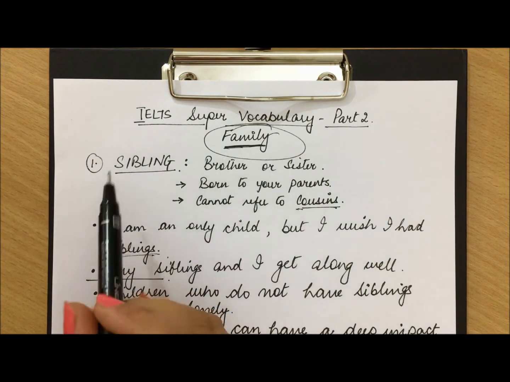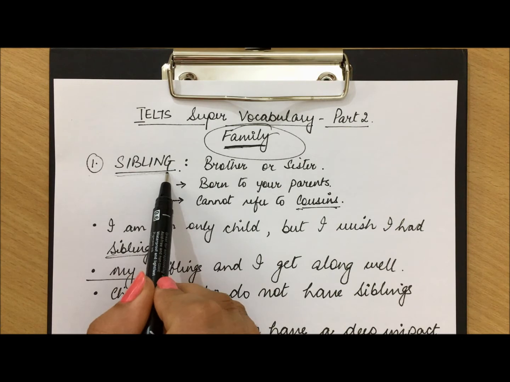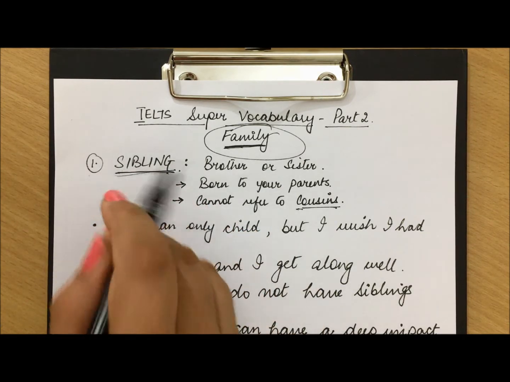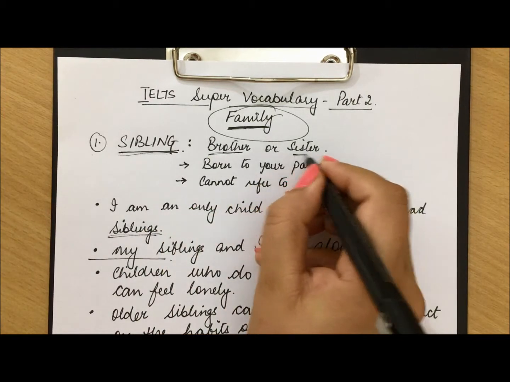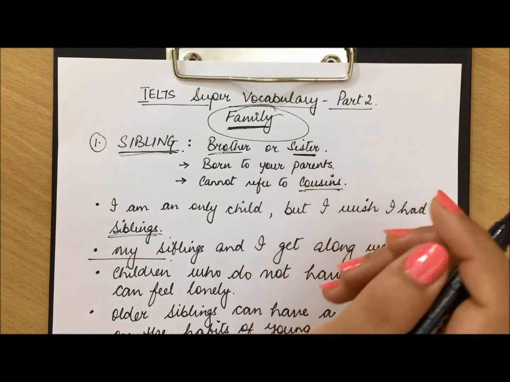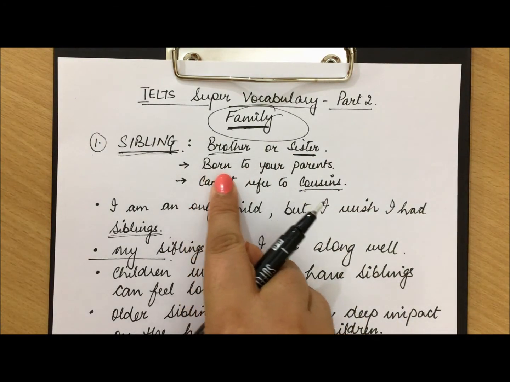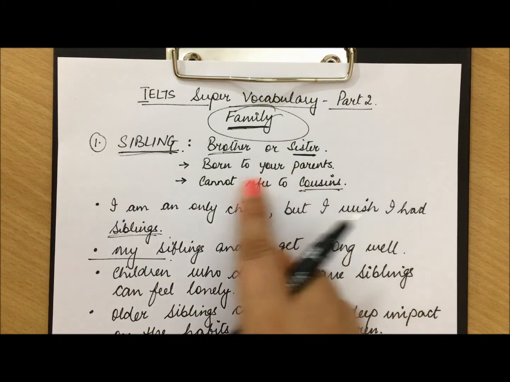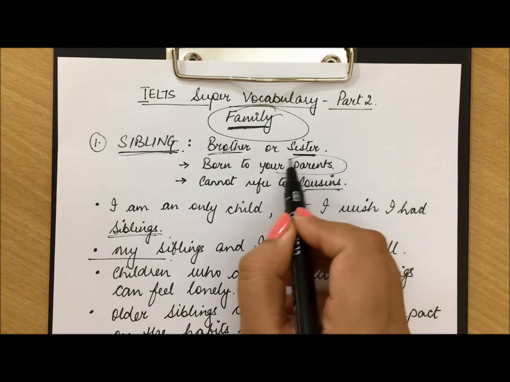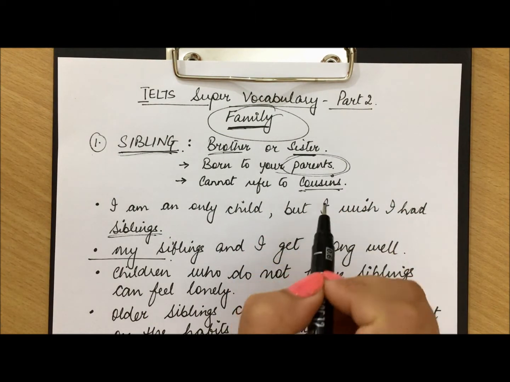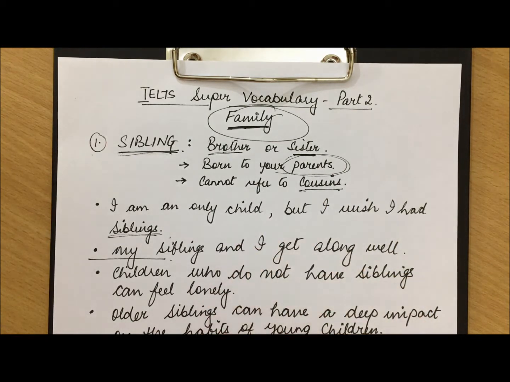Okay? Let's look at the first word. The word is sibling. So, who are siblings? Siblings are our brothers and sisters. Okay? But which type of brother and sister are we referring to here? The first is that they should be born to your parents. You cannot refer to your cousins. So, they are your real brothers and sisters who share parents with you. Only those people can be called siblings.